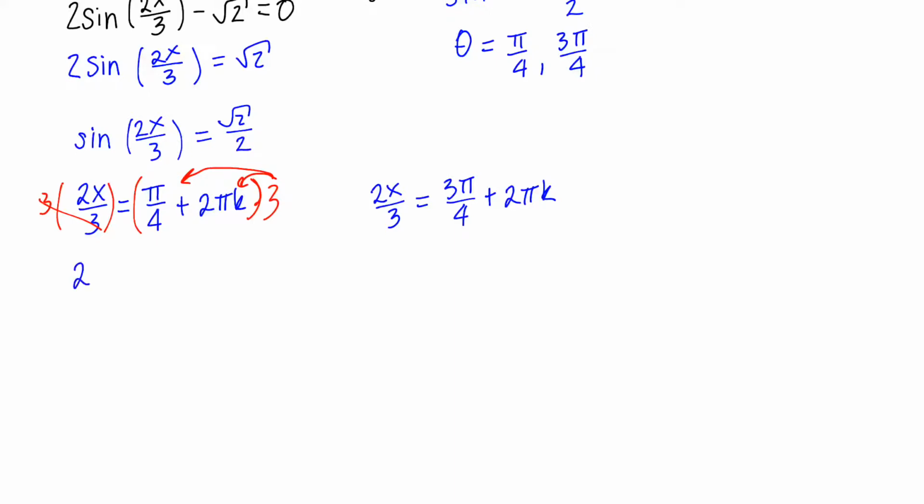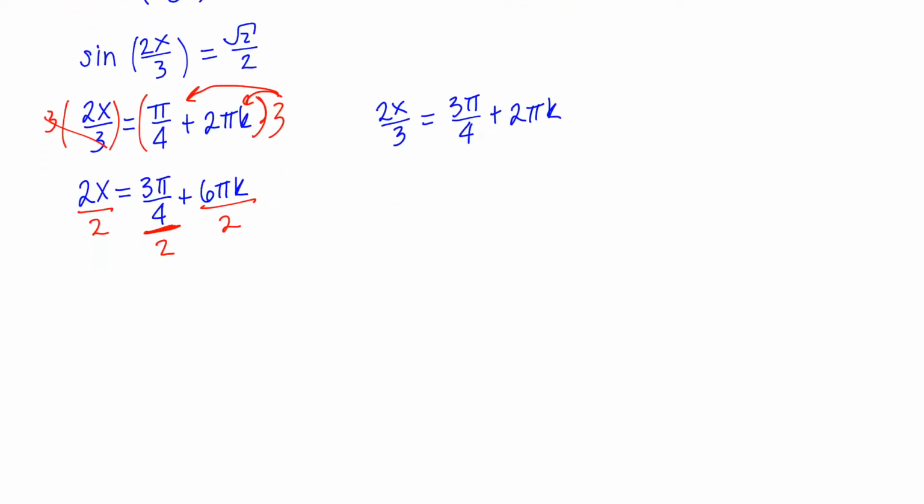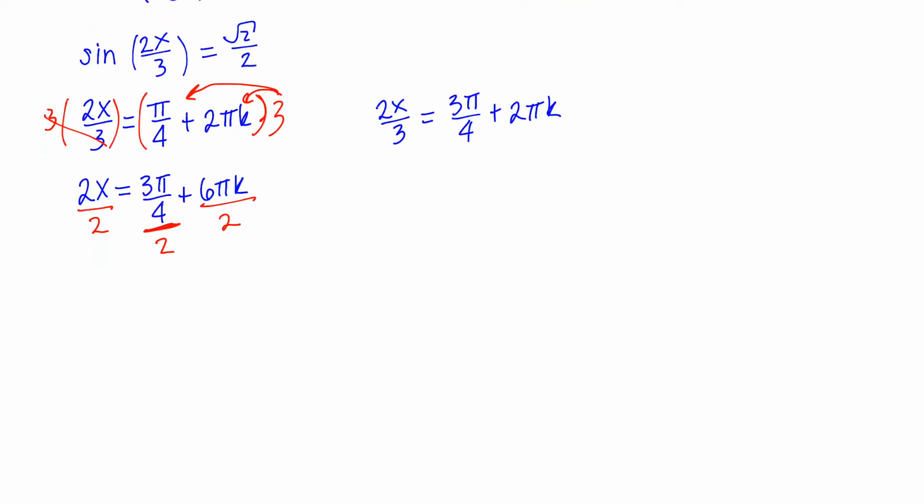So here we have 2x equals 3 pi over 4 plus 6 pi k. And then to get the x by itself, we'll divide everything by 2. So the 2's here cancel. You get x equals 3 pi over 8 plus 3 pi k. So that's going to be one of our answers.